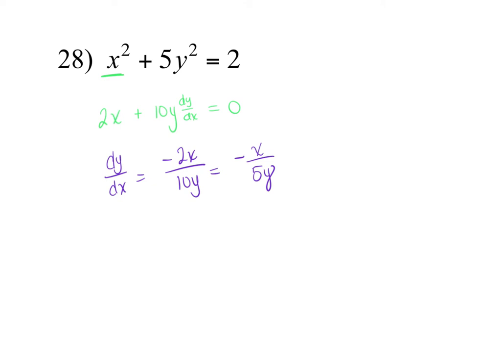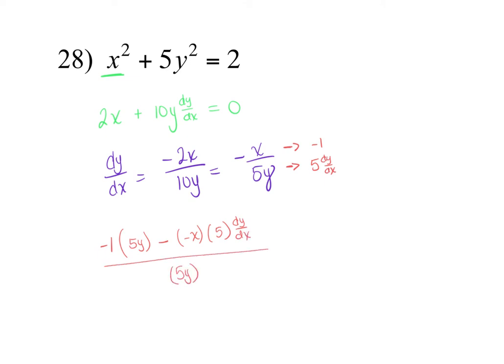All right, and now I have a quotient rule, because now I have to take this derivative again. So my derivative of my top here is just negative 1. The derivative of my bottom here is 5 dy/dx, right? So when I put that into my quotient rule, I have negative 1 times the bottom, which is 5y, minus the top, negative x, times the derivative of the bottom, which is 5 dy/dx, all over the bottom squared.